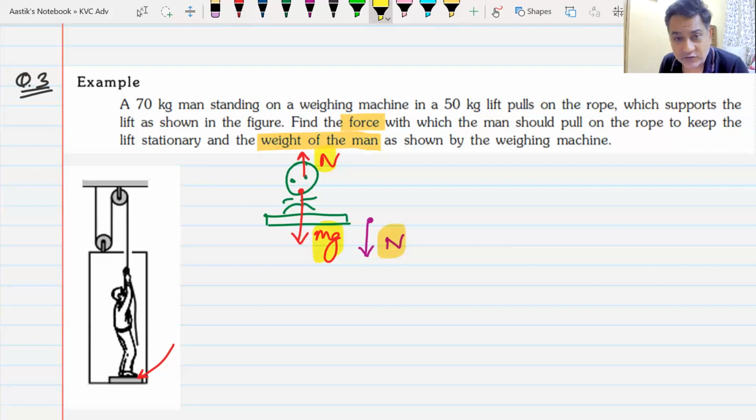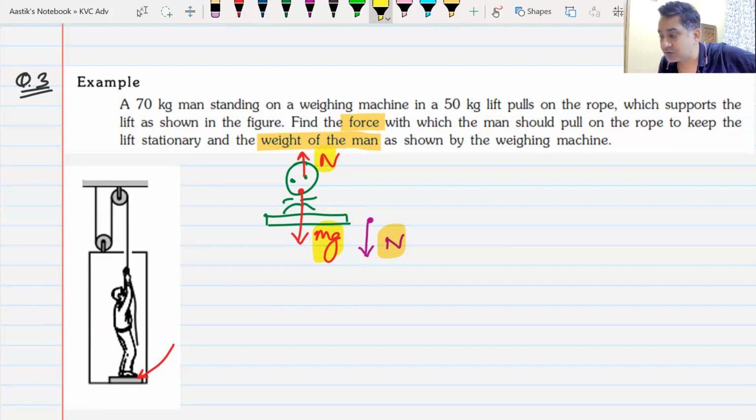But it will only tell you its weight in this condition. If there are other forces acting on it, it will never tell you your weight, it will only tell you your normal reaction, the force with which you are pushing the weighing machine. Do we understand this? Yes or no? Yes, sir. That is the note that you will write.